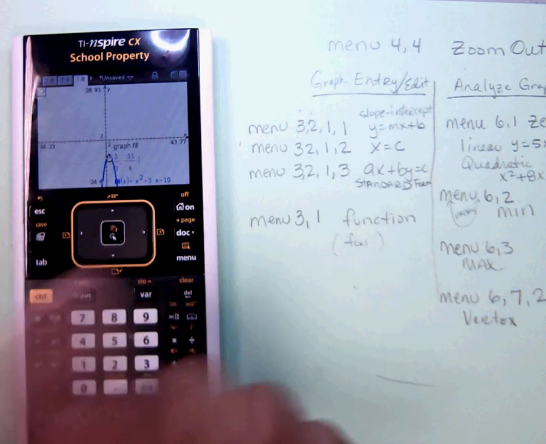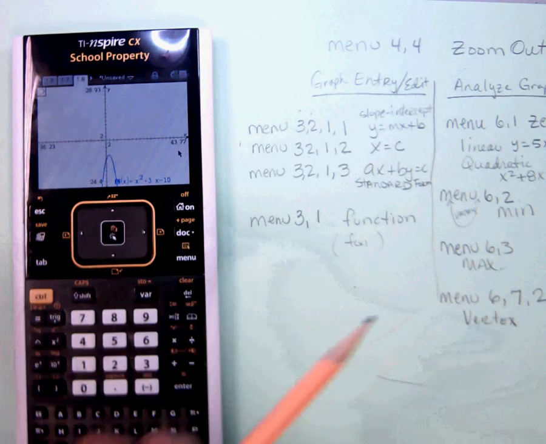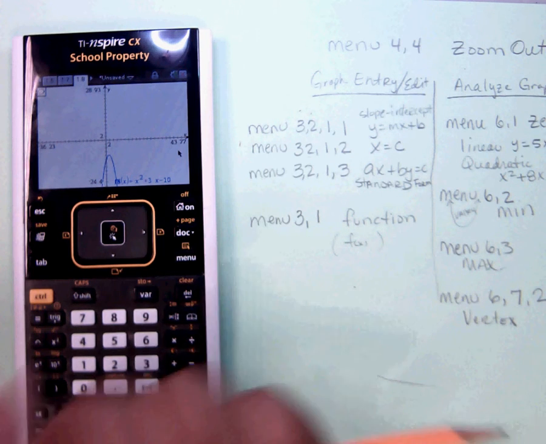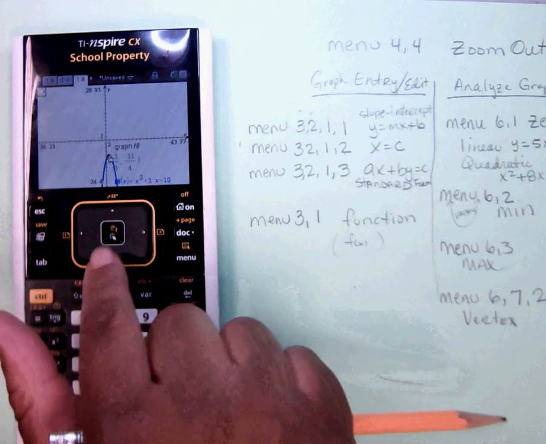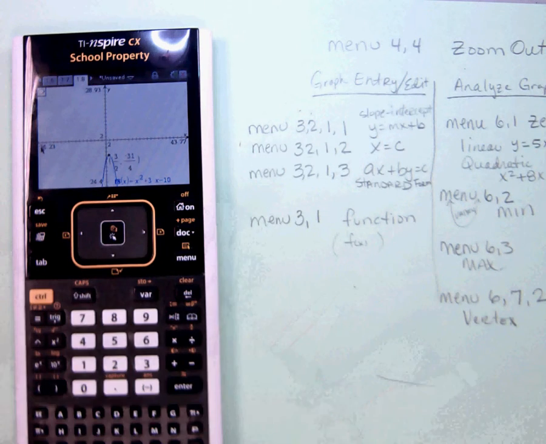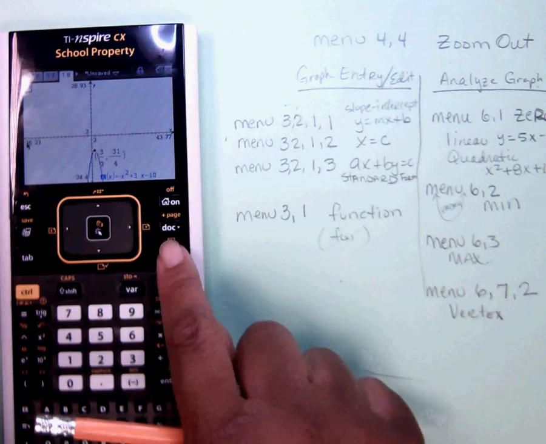See, I hover over and I don't click anything. I just move it away. It's gone. See, it disappears. But if you go back, and while you're there you click, it'll stay. Okay, so that's menu 6, 7, and 2 to find the vertex.